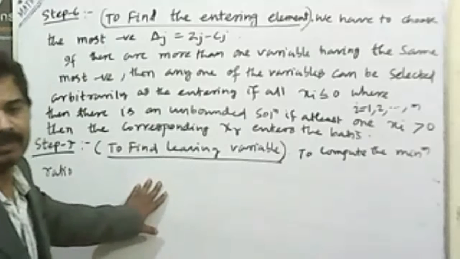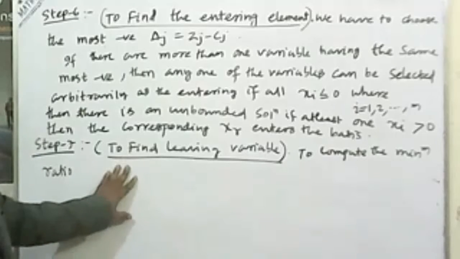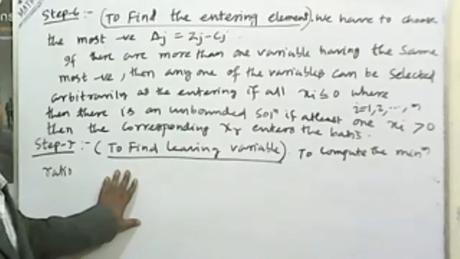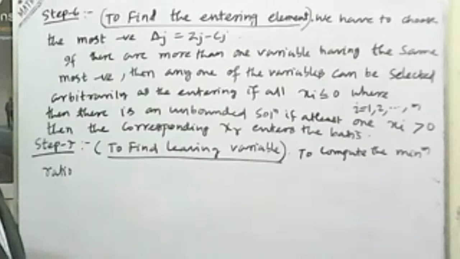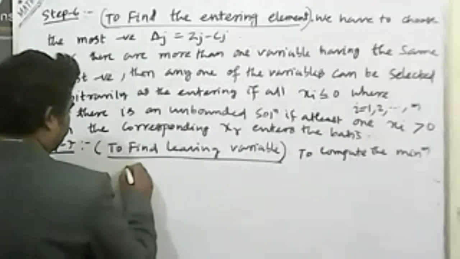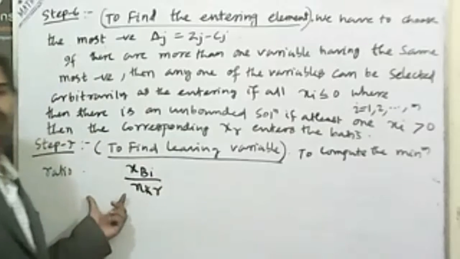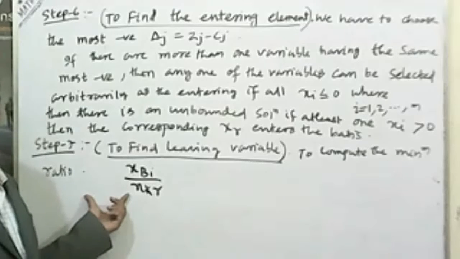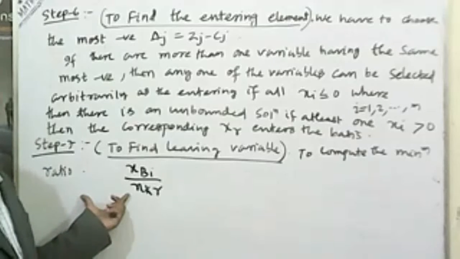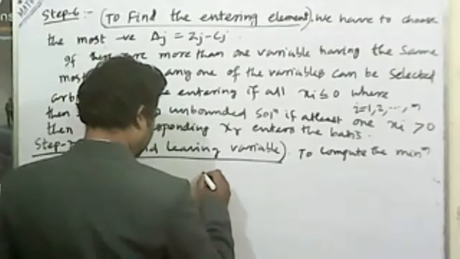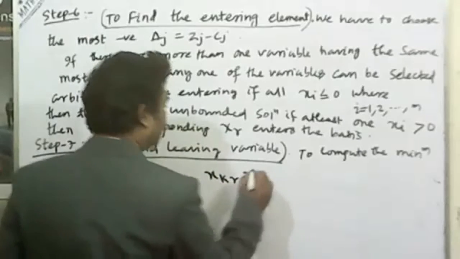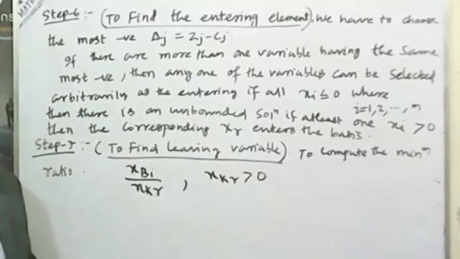Now to find the leaving variable in step 7, compute the minimum ratio. To compute the minimum ratio, that is XBi by Xik, to find minimum ratio XBi by Xik where Xik is greater than 0. Then choose the variable Xk to leave the basis.